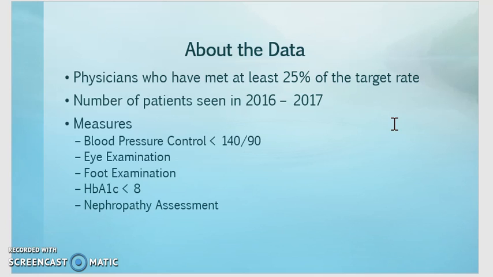Those that had an eye exam, a foot exam, and then those that also had their hemoglobin A1C less than 8, which again shows good glucose control. The nephropathy assessment is going to take a look at their kidneys and how healthy they are. So let's take a look at the data.